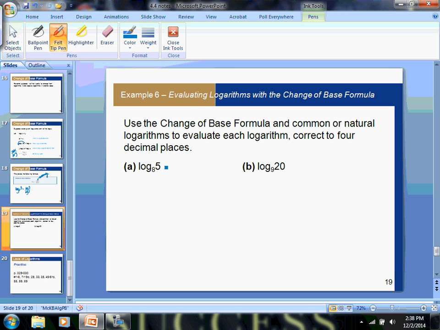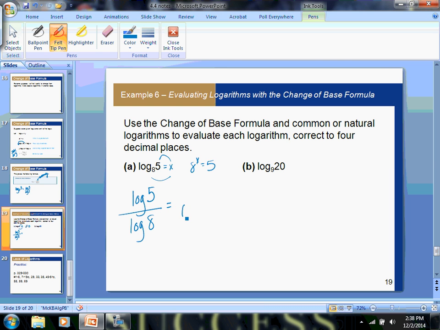Because for this problem, if I tried to set it equal to x and do my little circle method here, I'd have 8 to some power equals 5. I don't know what that is. That's a very challenging problem to try and solve. So the change of base formula says that we get to do log base 10 of 5 over log base 10 of 8. So it's the log of your actual number over the log of your base. So think base goes on the bottom. Now in your calculator, just do log 5 divided by log 8.